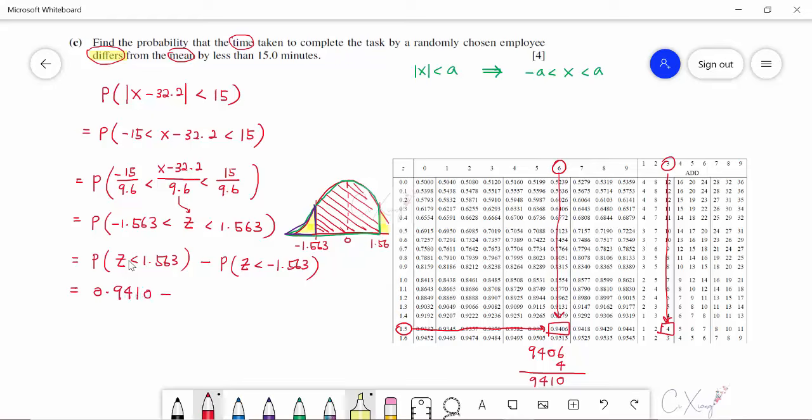So that means this will be your probability, 0.9410, minus. Then for z smaller than negative 1.563, you will see that it is actually similar to 1 minus 0.9410. Then you just press the calculator, and this will lead you to the final answer, which is 0.882. Okay, so this is how we get the answer for this question.